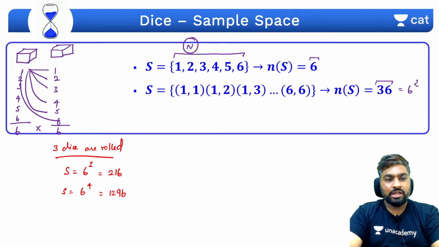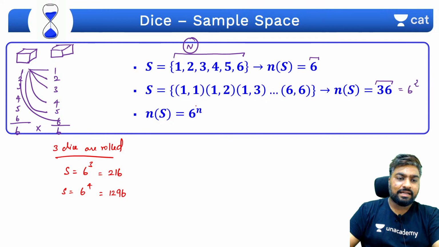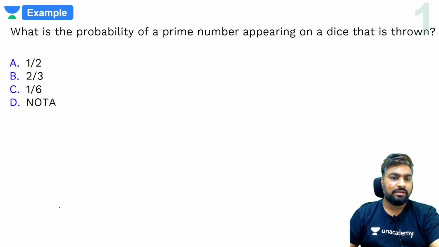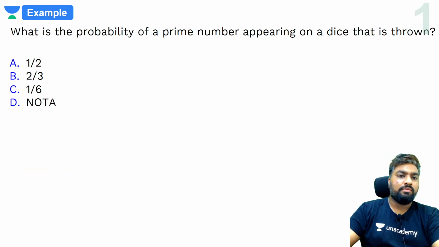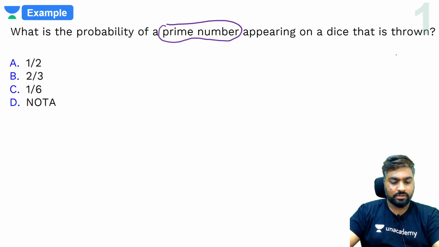Okay, so if n dice are rolled, then you get 6 to the power n terms in the sample space. Now let's quickly have an example. Try this question out quickly. They're asking, what is the probability of a prime number appearing on a dice that is thrown? Quickly do this.